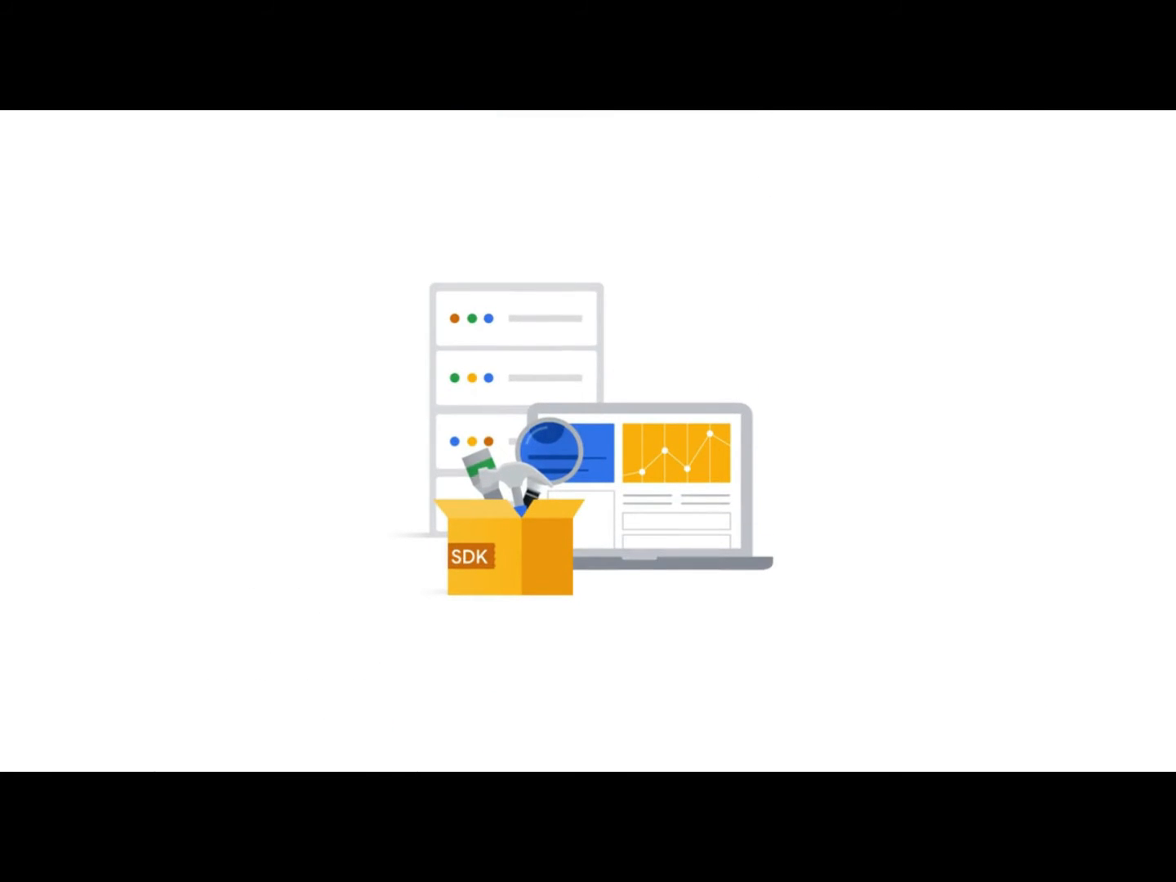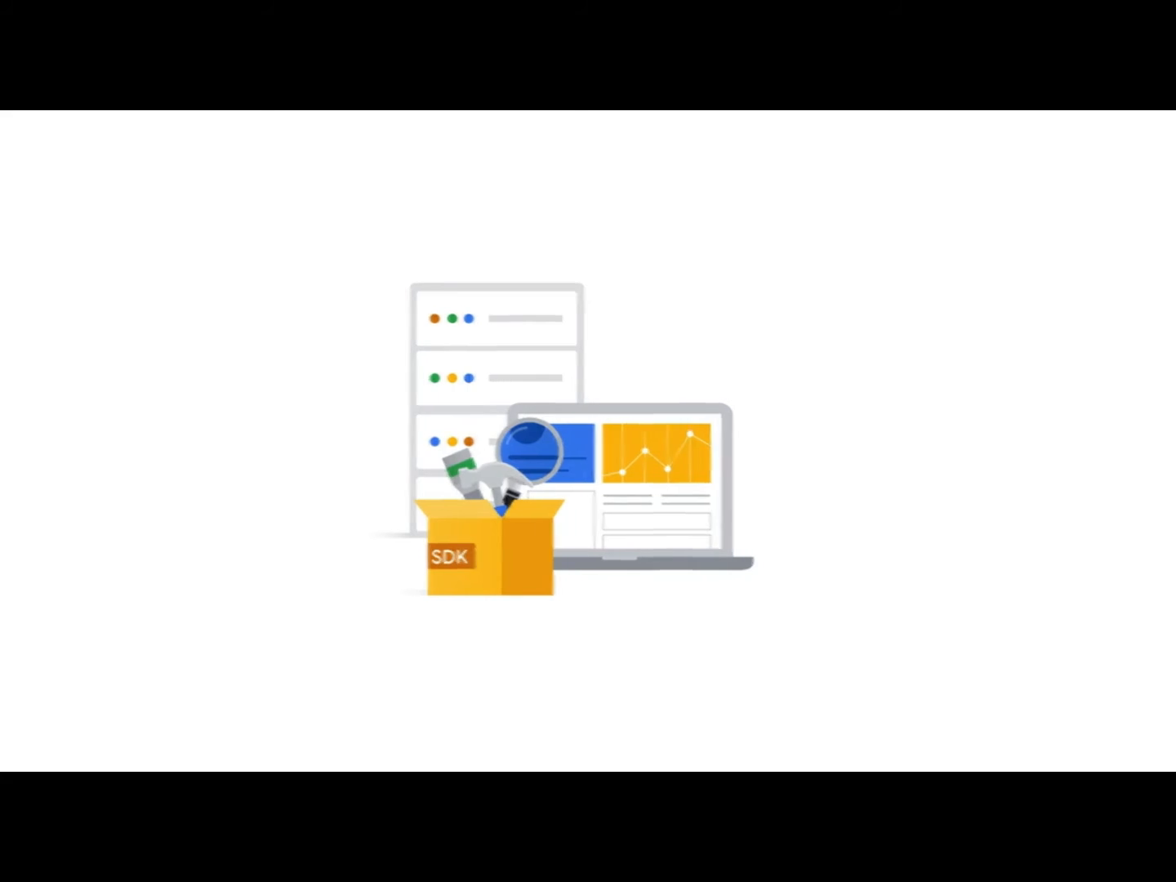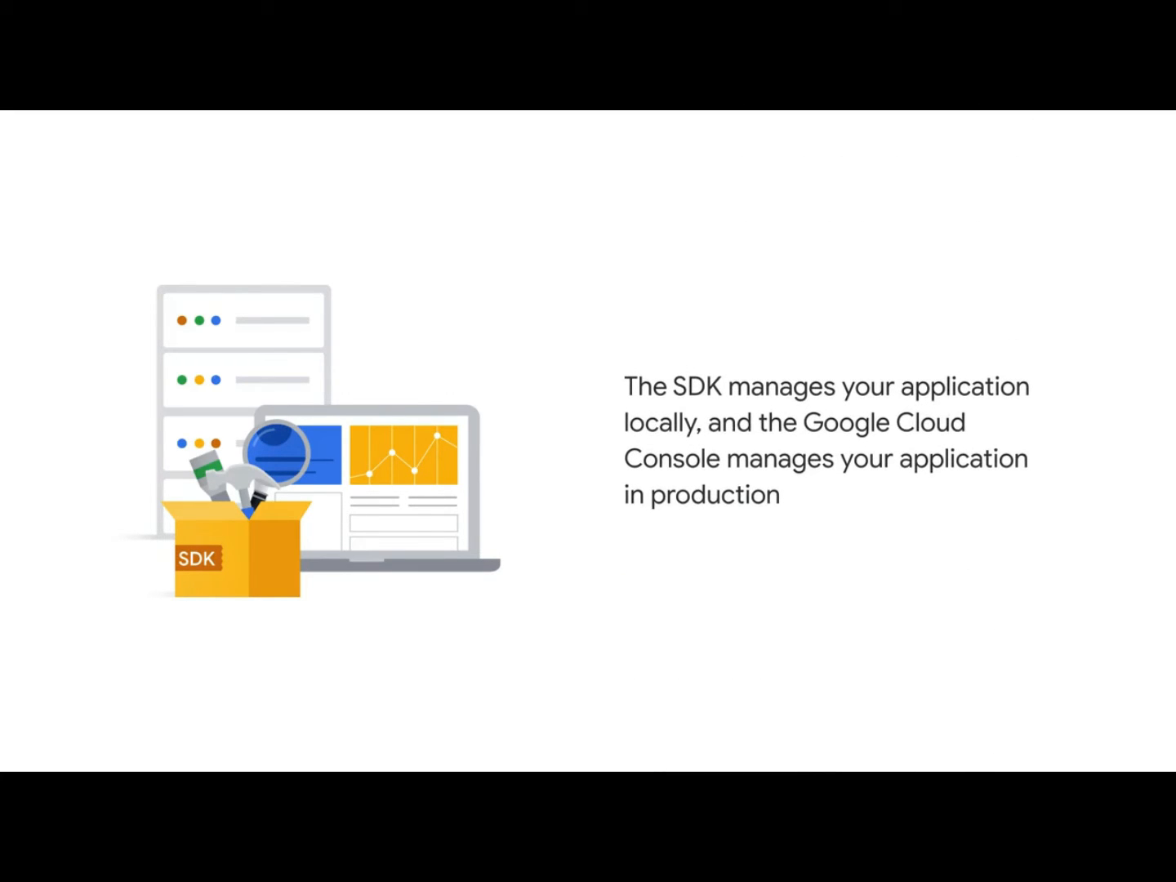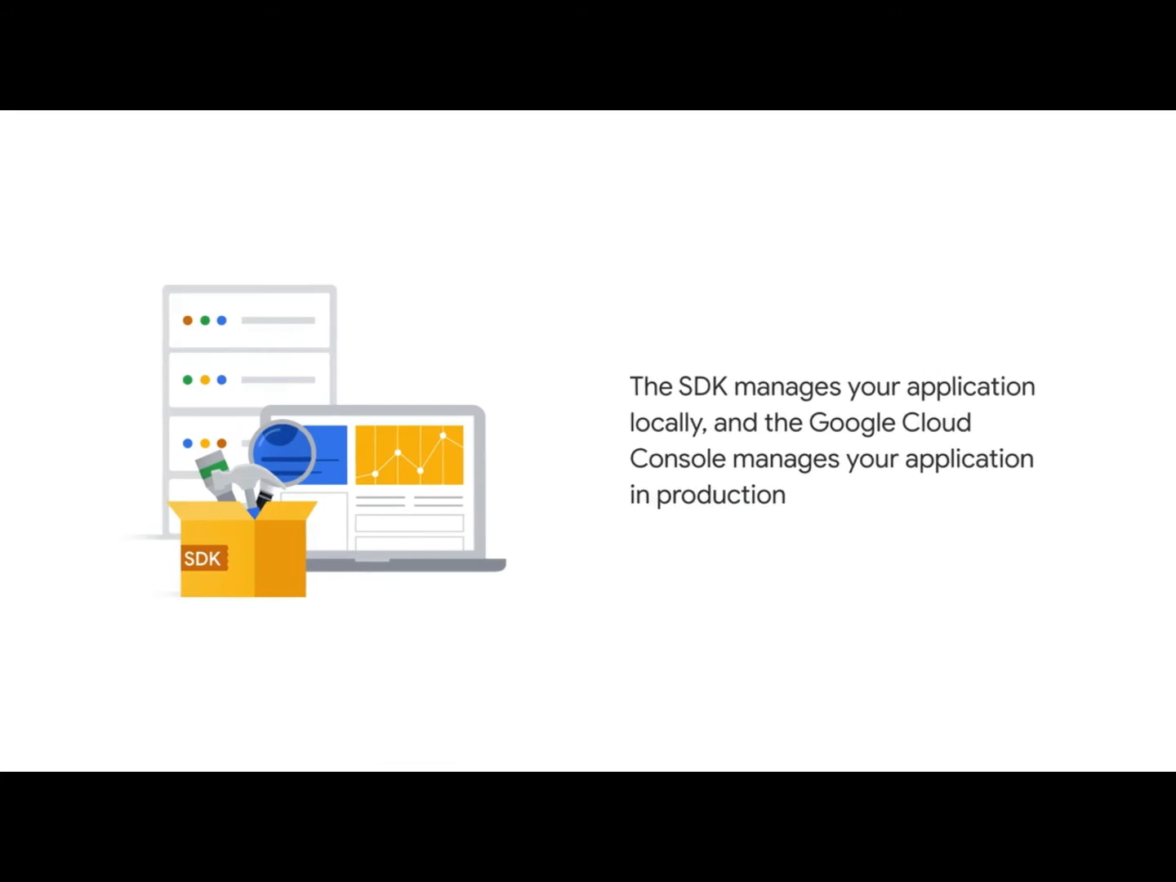App Engine also offers software development kits, or SDKs, to help you develop, deploy, and manage your apps on your local machine. Each SDK includes all of the APIs and libraries available to App Engine, a simulated, secure sandbox environment that emulates all of the App Engine services on your local computer, and deployment tools to upload your application to the cloud and manage different versions. The SDK manages your application locally, and the Google Cloud Console manages your application in production.